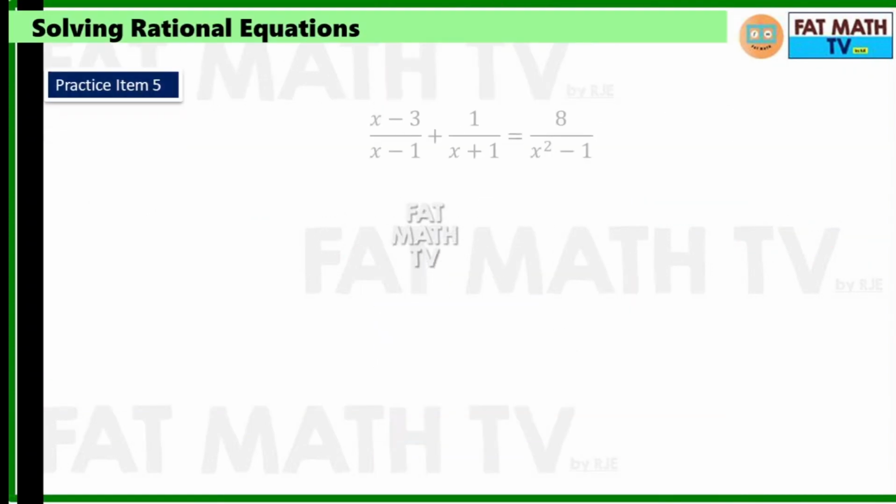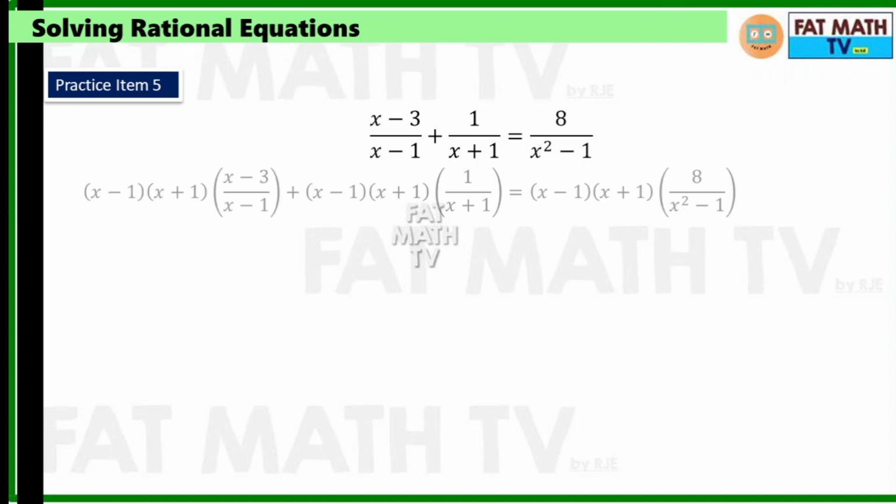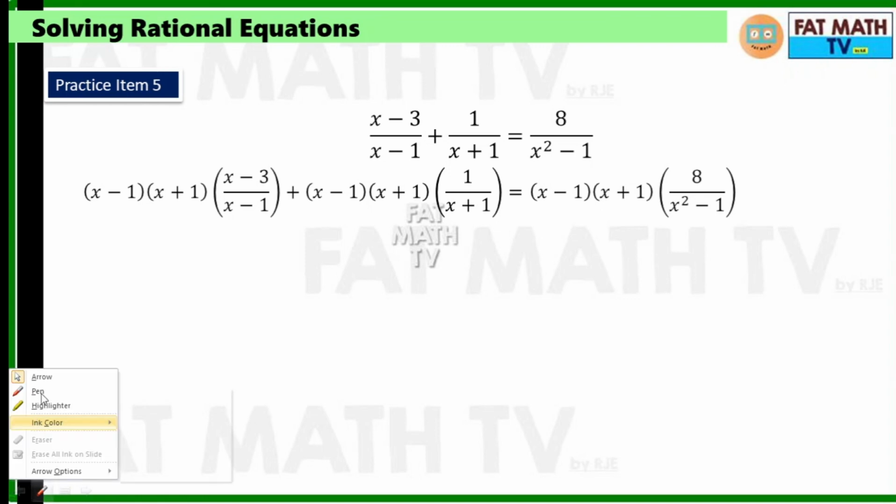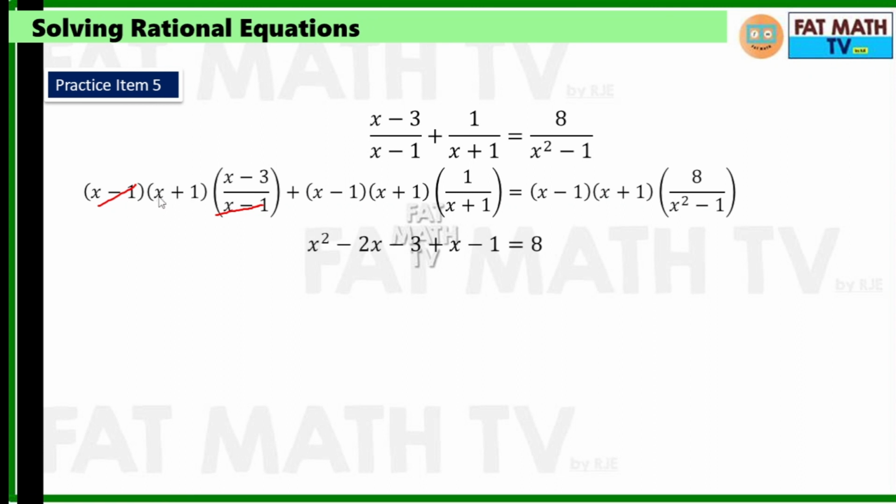Item number 5: we have (x minus 3) over (x minus 1) plus 1 over (x plus 1) equals 8 over (x squared minus 1). Multiply both sides by x minus 1 times x plus 1, and we can cancel. So the purpose of multiplying is to get rid of the denominator. And then you will have x plus 1 times x minus 3, that's going to be x squared minus 2x minus 3.